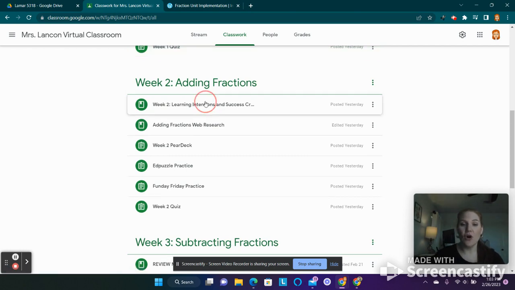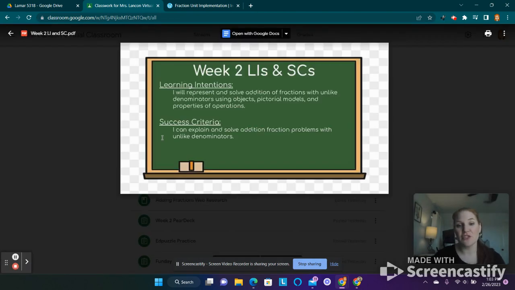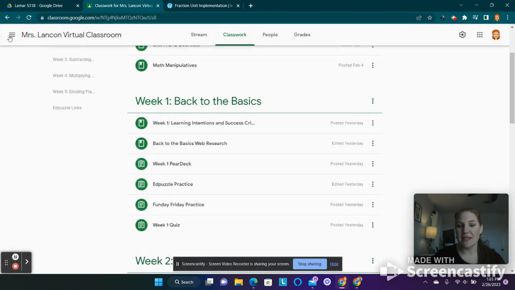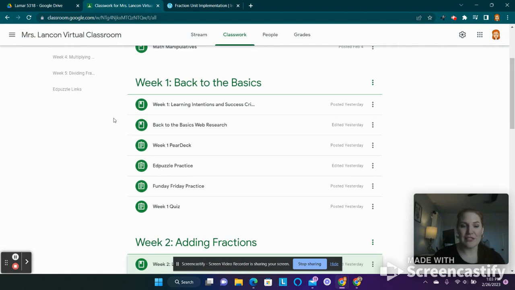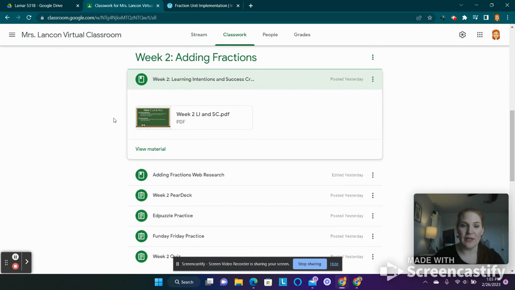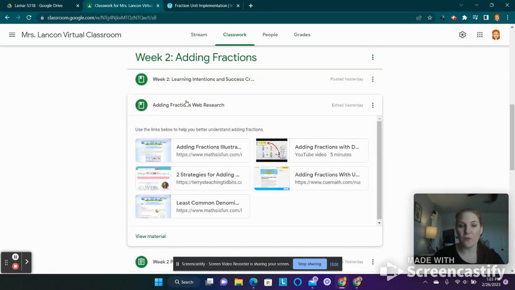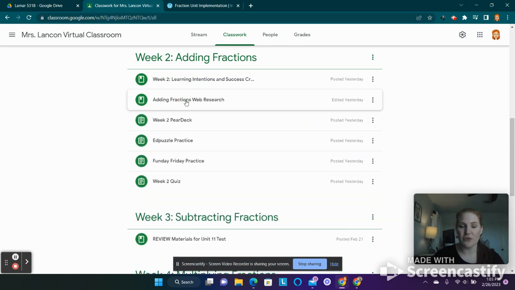Week 2, we're doing adding fractions. The big deal with 5th grade is you are adding and subtracting fractions with unlike denominators using objects, pictorial models, and properties of operation. That is a big thing for my students. They are still grasping adding fractions with like denominators. That's why I started with back to the basics, and then I step in during week 2 with the 5th grade level concept. Here I have their web research with different directions for them to go.